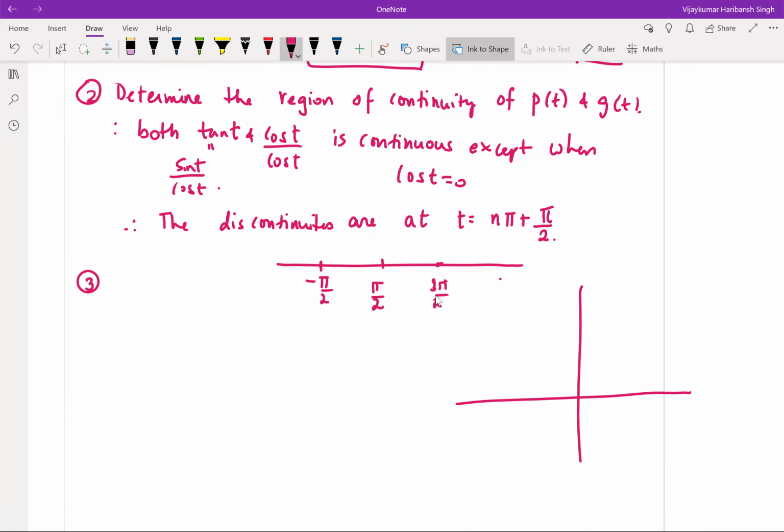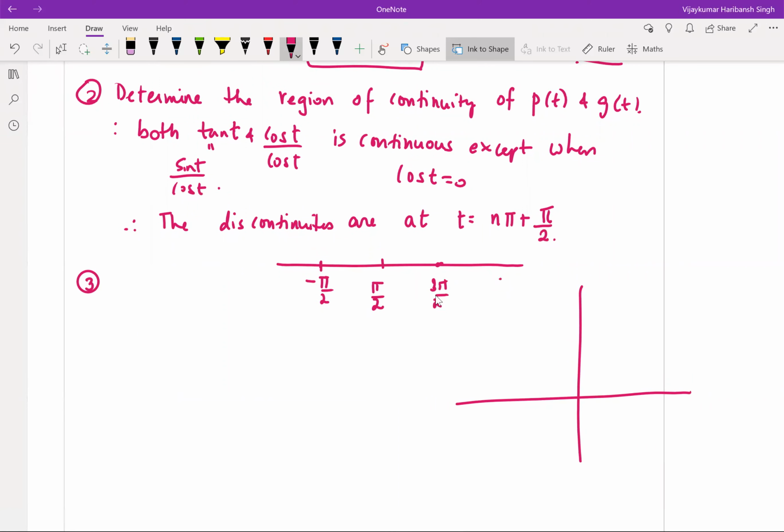Now the solutions exist in all these intervals, right? What are the intervals? The first interval is minus pi by 2 to pi by 2, then the second one is in this interval. So in all these intervals it's continuous, but which interval to pick? That is given by the initial condition. So the initial condition is given at what? At y of pi equals 0.